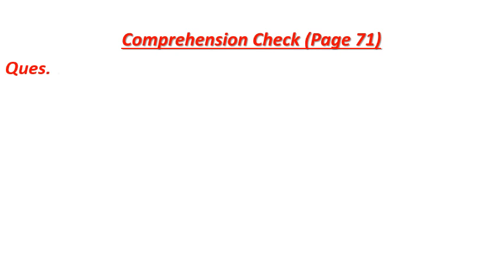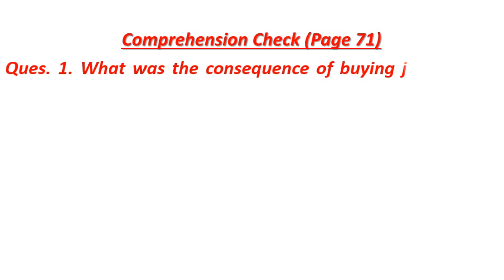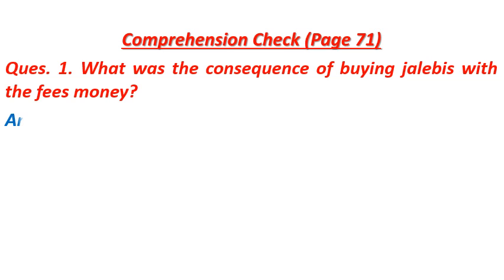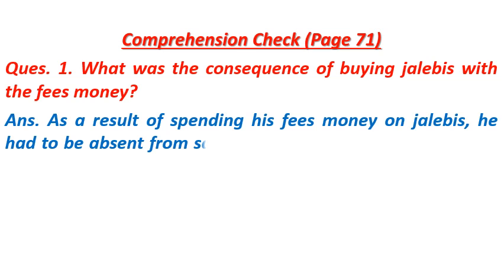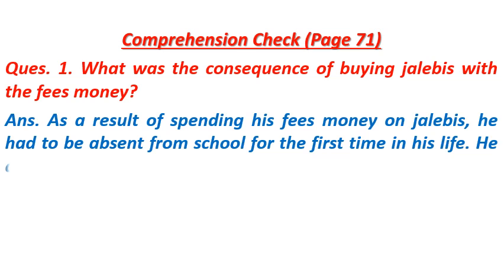Now let us discuss question answers of comprehension check, which is on page number 71. Question number 1 is, what was the consequence of buying jalebis with the fees money? The answer is, as a result of spending his fees money on jalebis, he had to be absent from school for the first time in his life, even though he couldn't pay his fees on time.